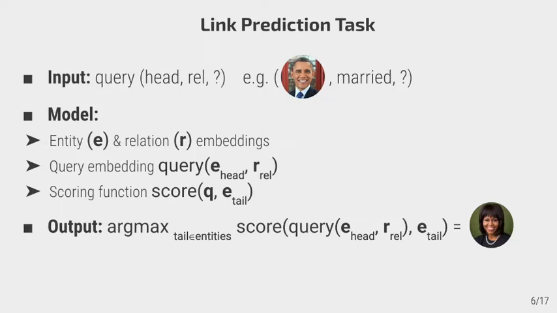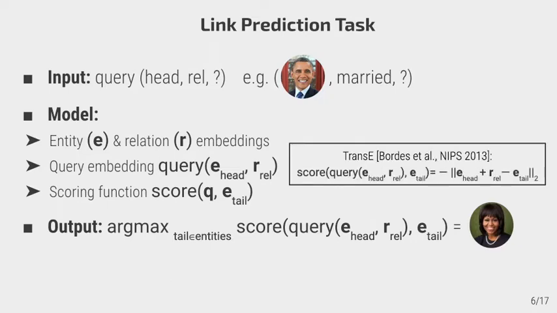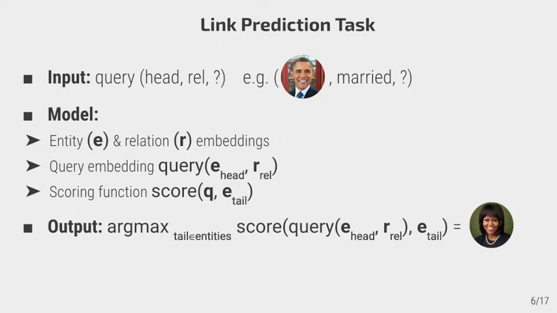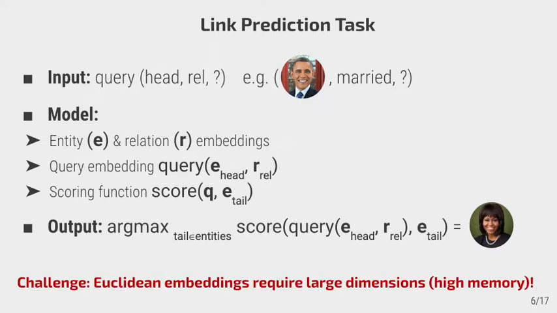The model parameters are the embeddings themselves, and these are optimized such that scores of true triplets are high. A popular example is the TransE model, where the query function is a simple translation and the scoring function is the Euclidean distance. These Euclidean embeddings achieve good performance on missing fact recovery. However, to capture all the complex relational patterns found in knowledge graphs, these methods usually learn embeddings in very high dimensional spaces, which is expensive to store.